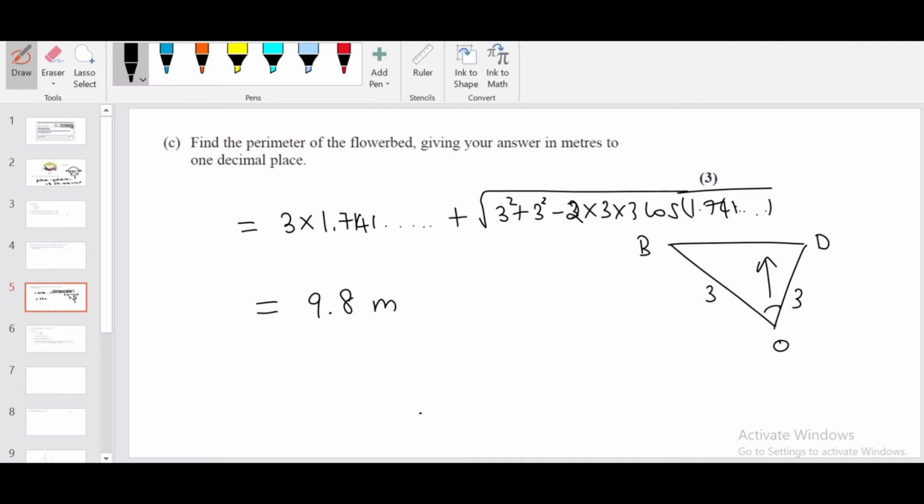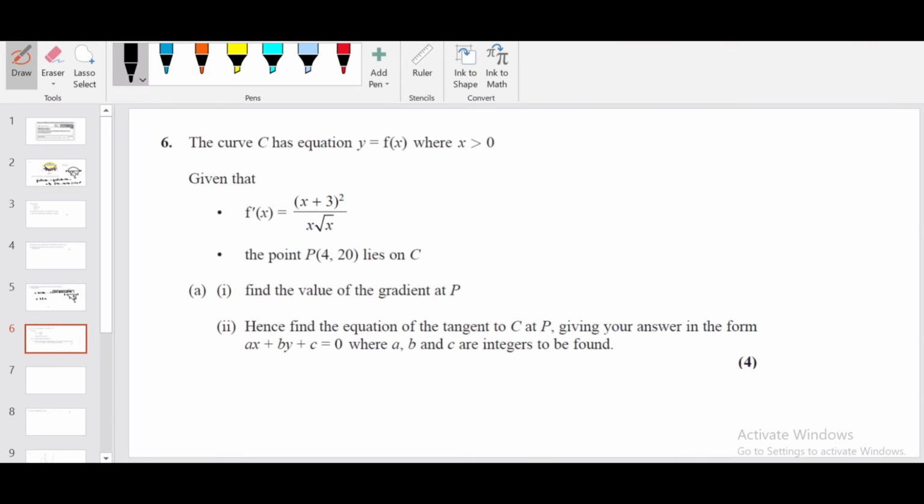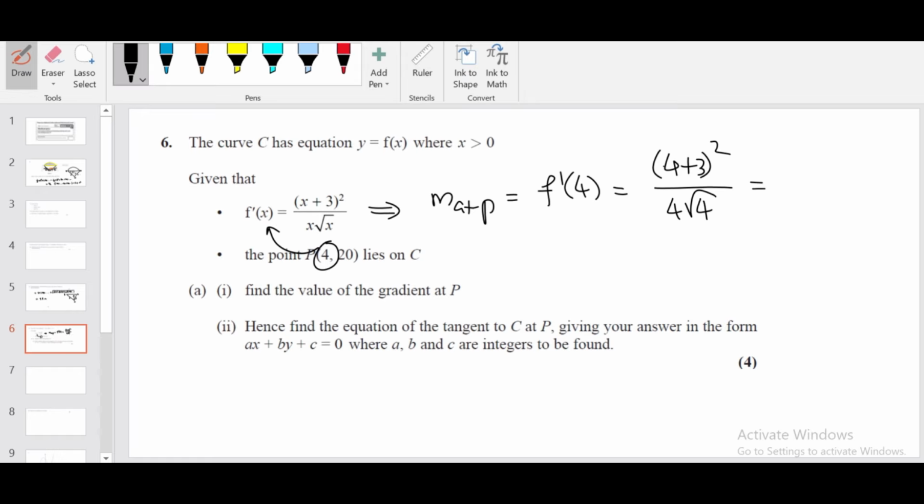That's all. Question number 6 now. You have f dash of x given. Part A, find the value of gradient at P. You have f dash of x, so m at P, the gradient at P, is f dash of, replace x by the x coordinate here, f dash of 4, which is equal to (4 plus 3) whole squared divided by 4 square root of 4, which is 7 squared divided by 8. That's all, keep it as it is.